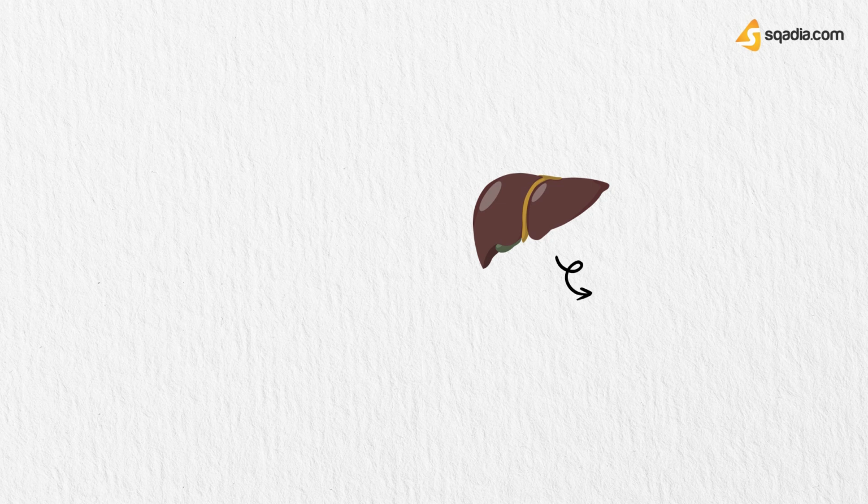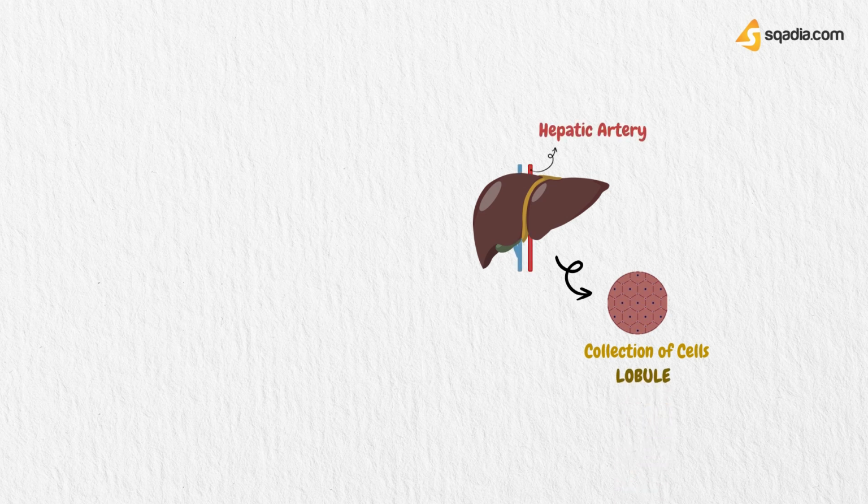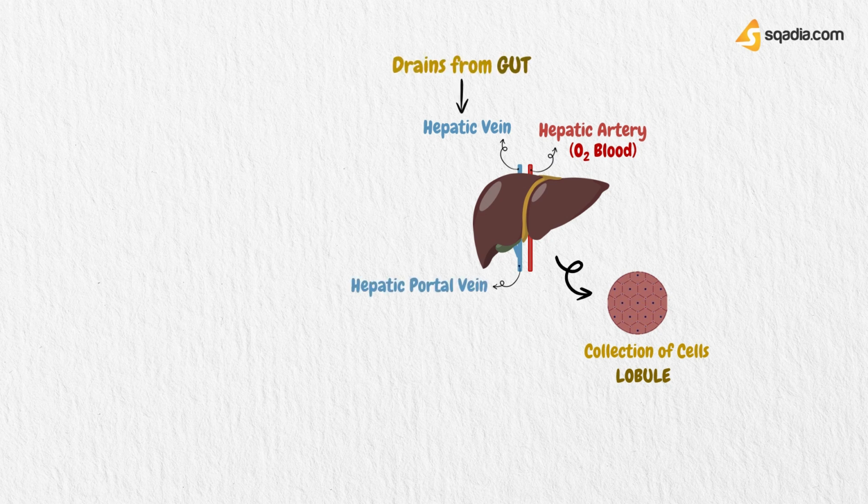The liver is organized into collections of cells known as lobules. Each lobule receives blood from two sources. Like other organs, it receives oxygenated blood via the hepatic artery. However, it also receives the venous blood that drains from the gut. The liver is unique in having an afferent venous supply, namely via the hepatic portal vein.